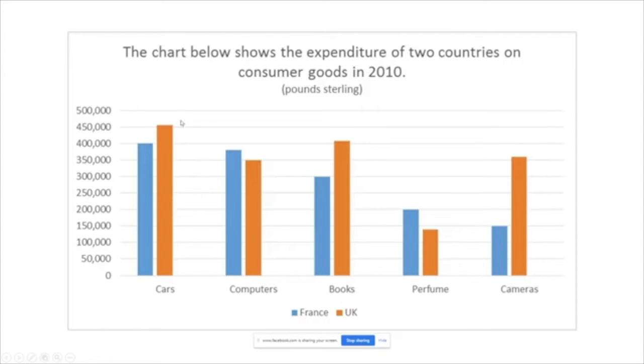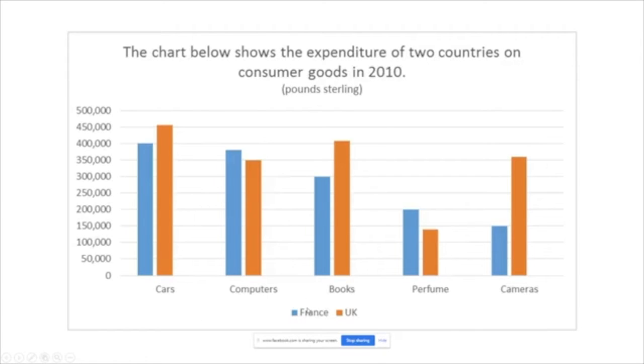So what do you have to do? First of all, when you're in the exam, you get given a graph like this, or a chart like this. What's the first step? First step is to understand the chart. What is the information that is contained in there? Okay, and you'll find that here in the title, you'll find that on the side, you'll find that on the bottom, and you'll find it in the key.